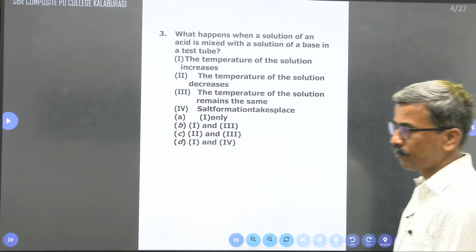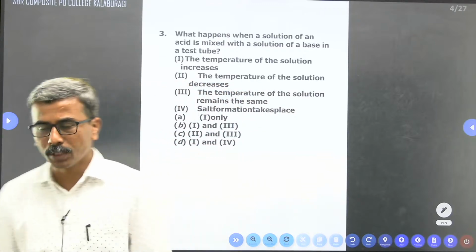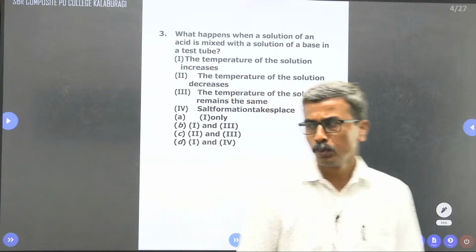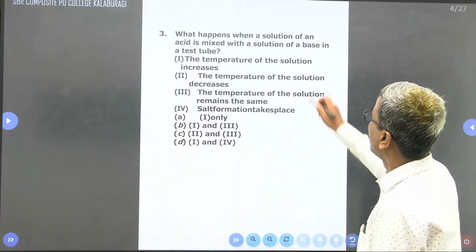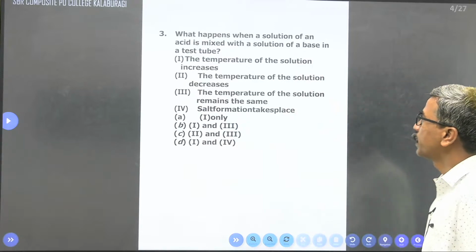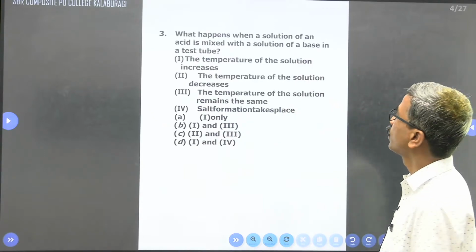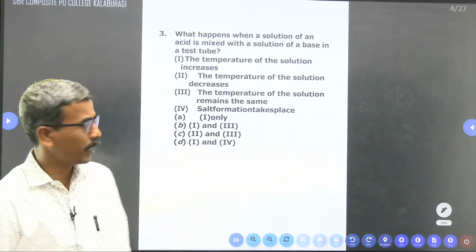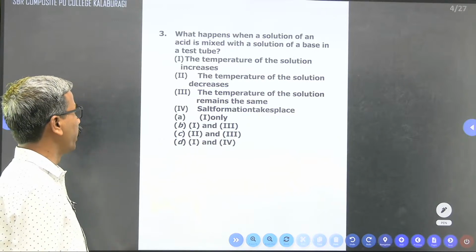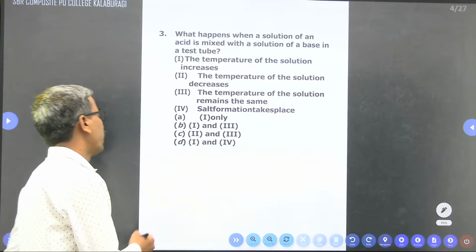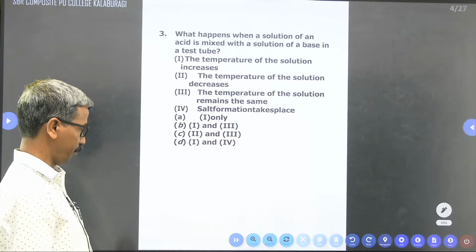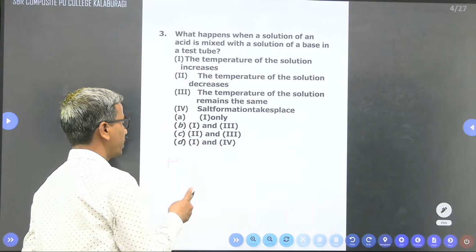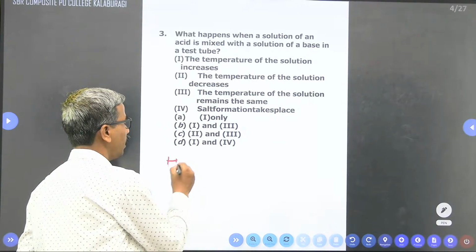Moving to the next question, question number 3. The statement of the question is: what happens when a solution of an acid is mixed with a solution of a base in a test tube? Already, during the discussion of this topic under the properties and reactions of acids, I have given one reaction. Suppose I take the example of an acid, once again hydrochloric acid.